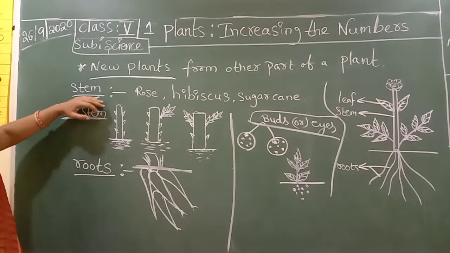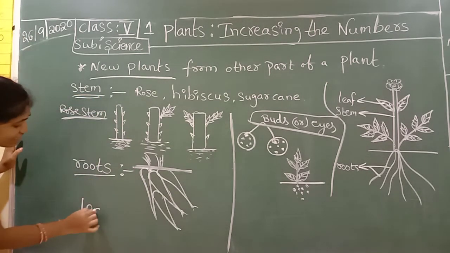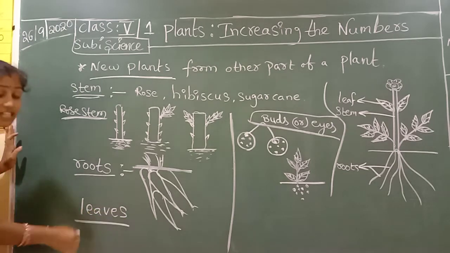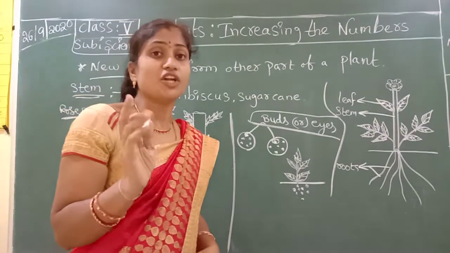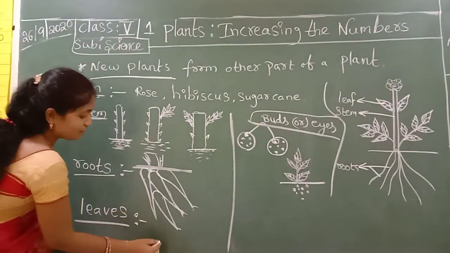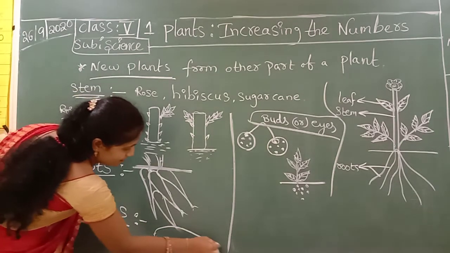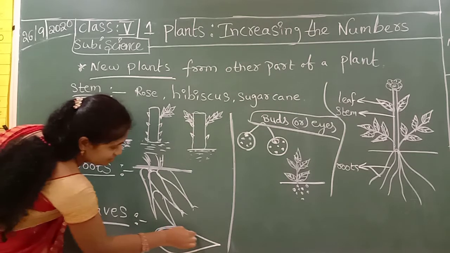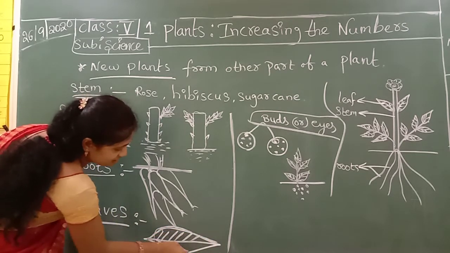New plants grow from roots. New plants grow from stem. Stem, after that roots, after that leaves. Some leaves also produce new plants. Mostly we know bryophyllum. Bryophyllum has one big leaf, a very big leaf. So this leaf produces a new plant.